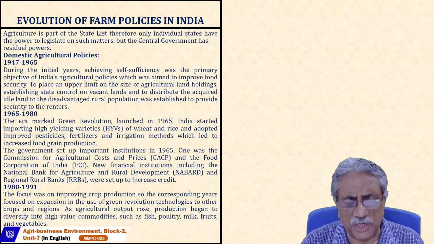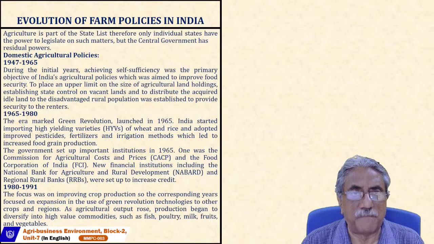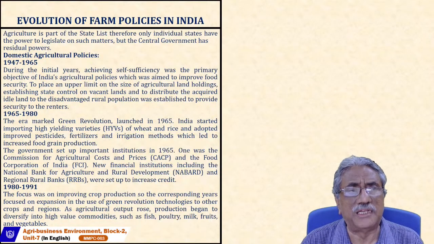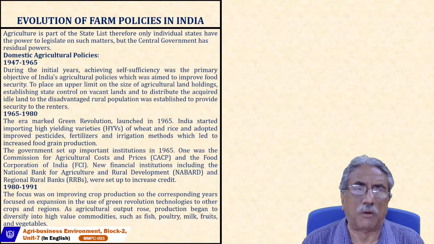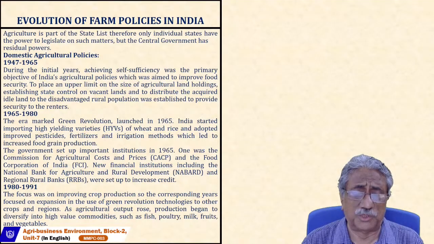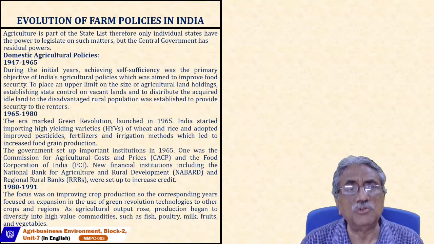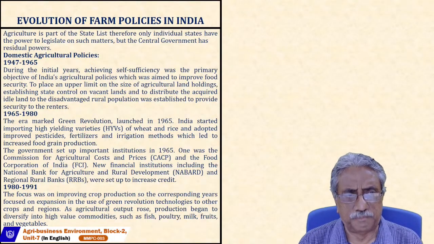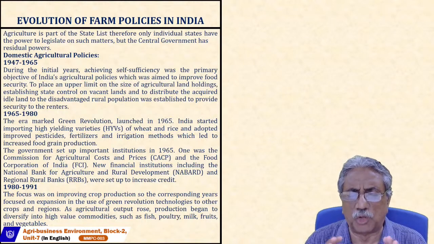Since agriculture is a very localized activity, it is in the state list. So only individual states have the power to legislate on such matters, but the central government also has residual power. Suppose you are not exercising your power, the central government can use its power for agricultural development. Now let's look at the policy.